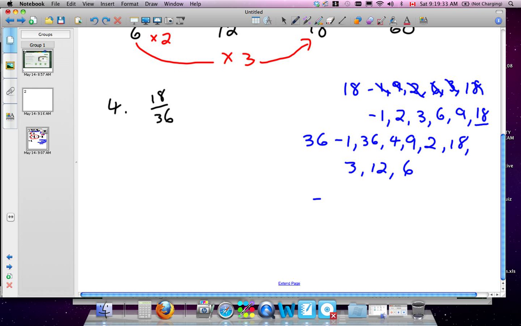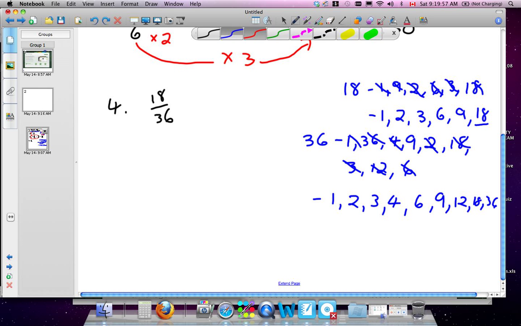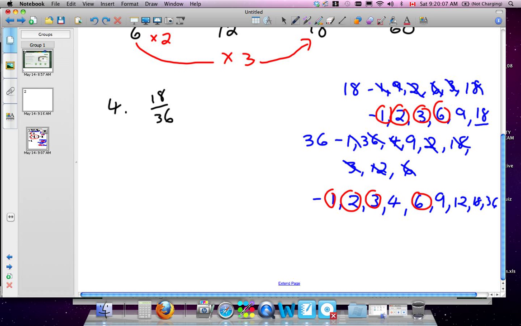So that's going to be 1, 2, 3, 4, 6, 9, 12, 18, and 36. All right, we just figured it out. Okay, so now we have to find the greatest common factor. Well, let's find all the common factors. 1 is a common factor. What else? 2. Yep. 3. Yep. 6. 9. Yep. 18. Wow, look at that. All of them work for there.